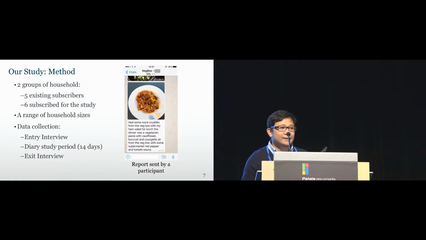So we ran a qualitative study in the UK where we recruited two groups of people. The first group included five households that were already subscribed to this scheme. Instead, the second group included six households who we subscribed to the scheme at the time of the study. The study was split into three phases. First, we conducted an entry interview to ask participants about their existing food practices. Second, participants took part in a two-week-long diary study where they sent us photos and text descriptions through WhatsApp of instances when they used items from the VegBox.